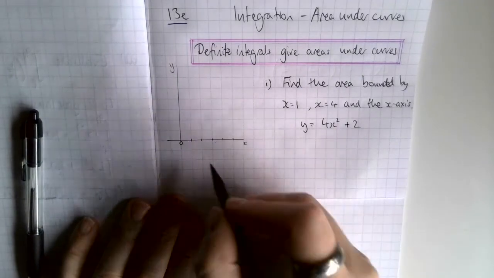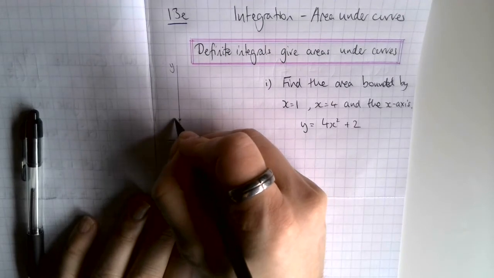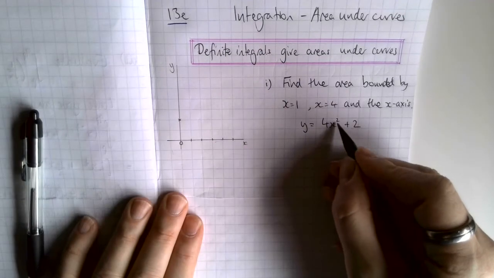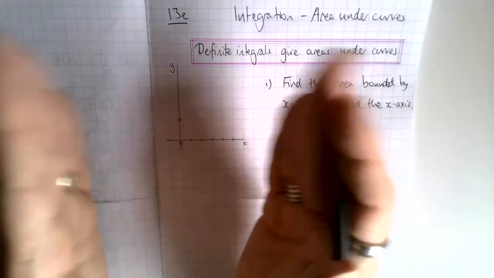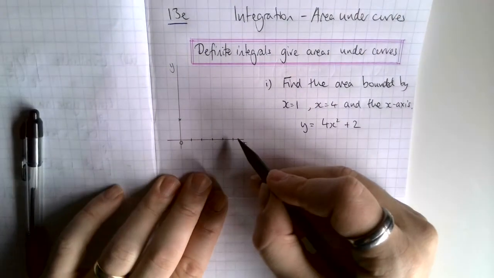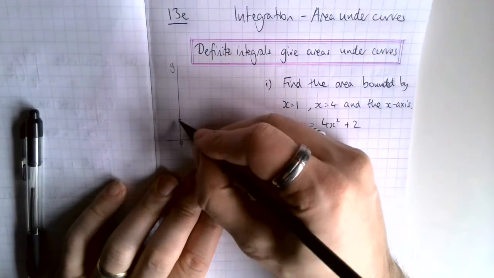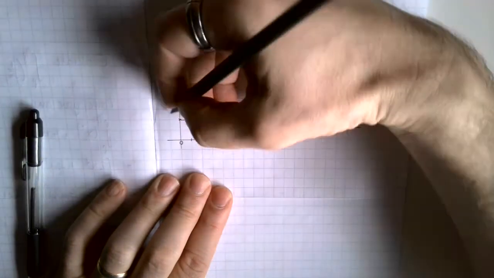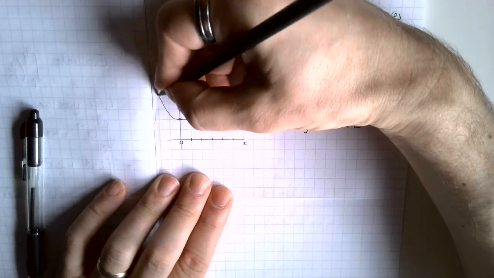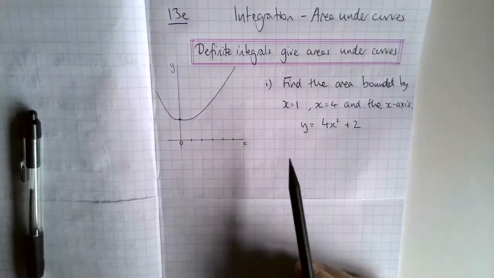So this is going to cross the y-axis at 2. And it's a squared graph. And multiplied by 4 sort of squishes it in. But from the point of view of my diagram, it's basically a quadratic curve. And because I don't really have a scale on the y-axis, you can't really tell.